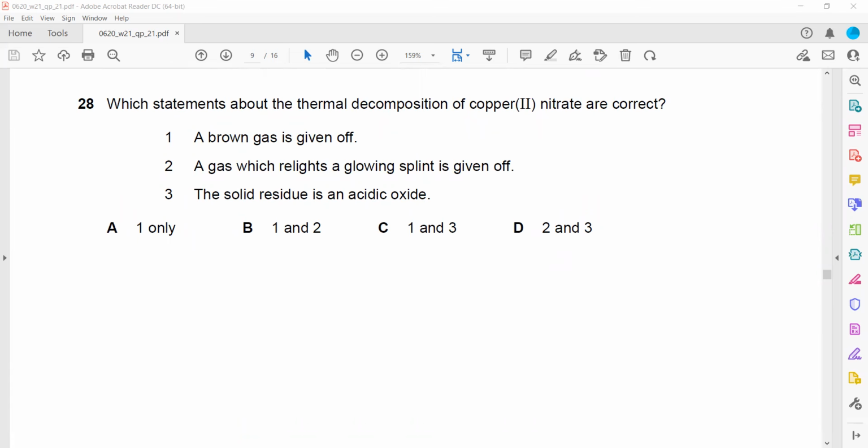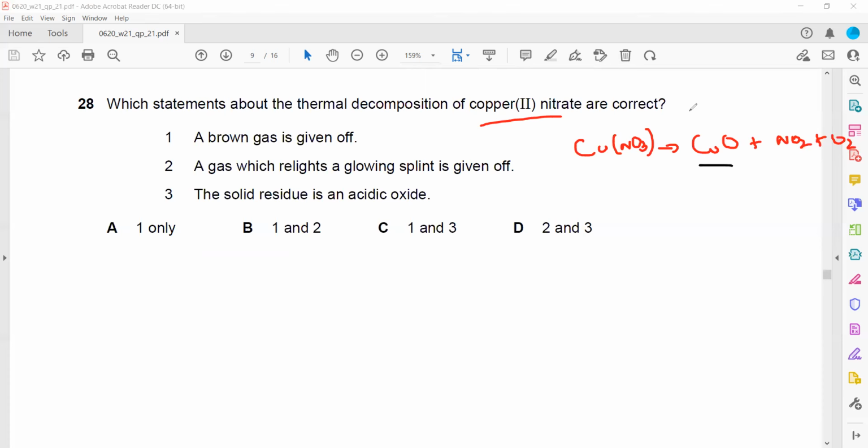Question 28. Which statement about the thermal decomposition of copper nitrate is correct? When we heat copper nitrate, it gives copper oxide, a metal oxide, and it gives nitrogen dioxide, the brown gas, plus oxygen.